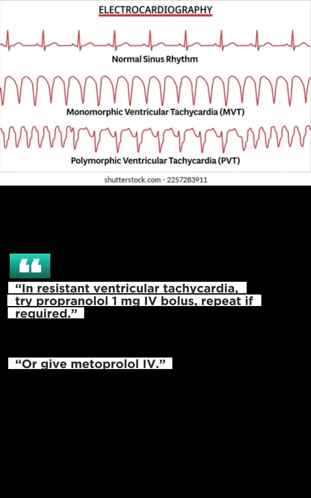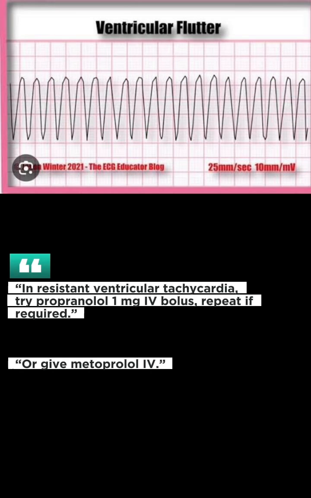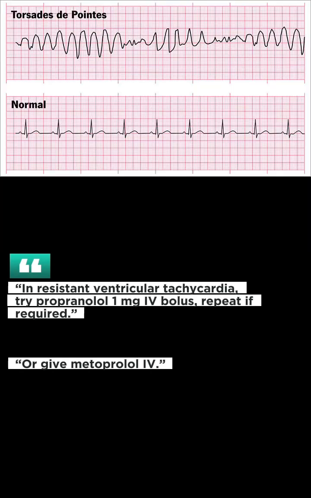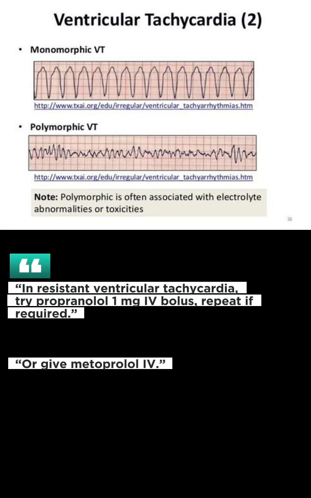Now let's talk about the special situation in case of resistant VT, ventricular flutter, or torsades de pointes. In patients with resistant monomorphic VT, polymorphic ventricular tachycardia, or ventricular flutter not responding to the other drugs mentioned above, the following drugs should be tried. We need to use propranolol 1 mg IV bolus, to be repeated every 5 minutes up to 3 times if necessary. Total dose of 3 to 5 mg of propranolol should be used. Or we can also use metoprolol 2.5 to 5 mg bolus over 2 minutes, to be repeated every 5 minutes for 3 times if necessary. So the total dose of metoprolol is 15 mg.